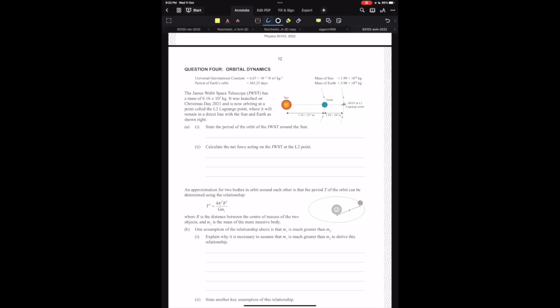So this is a state question and they give you one line of working. So it basically tells you it's a very straightforward deduction that you have to make. But basically, if the Earth rotates around the Sun, then the JWST rotates around the Sun at the same time. So whatever the period of the Earth is, is the same as the period of the JWST.